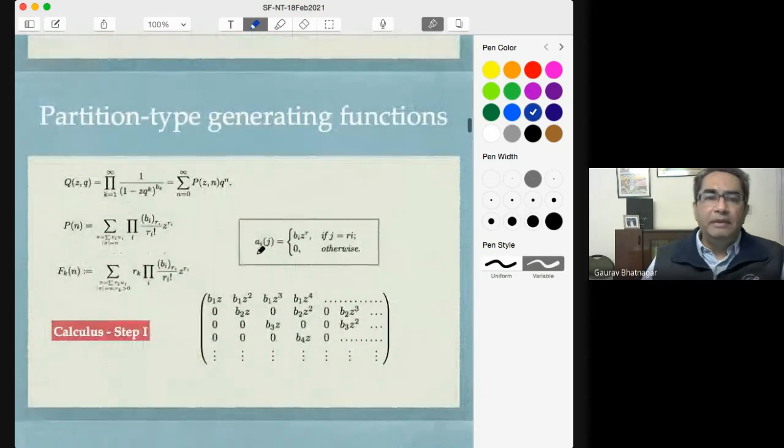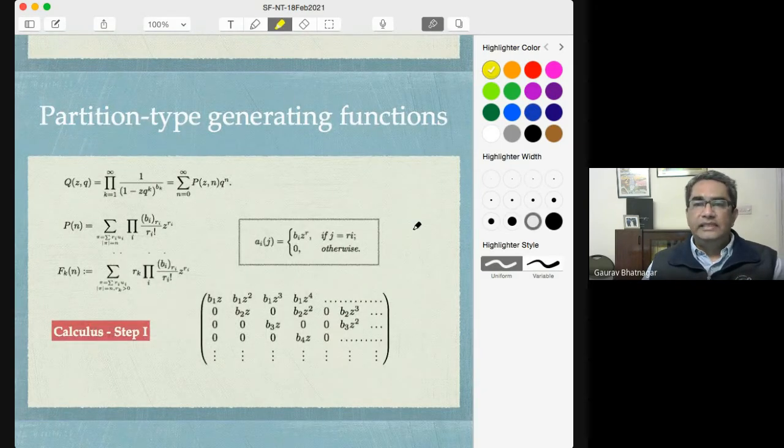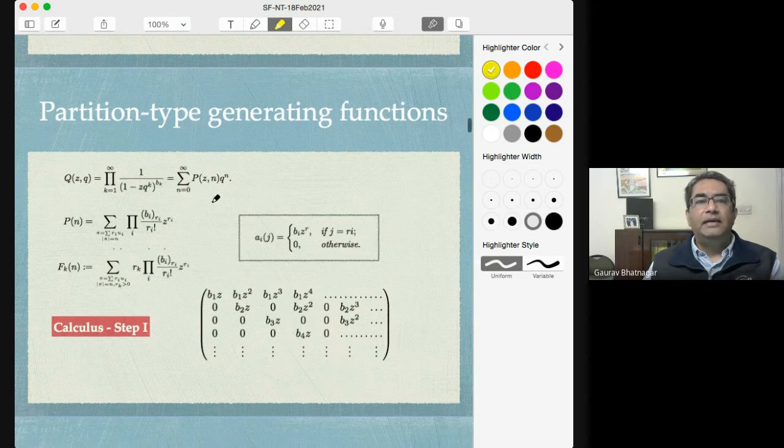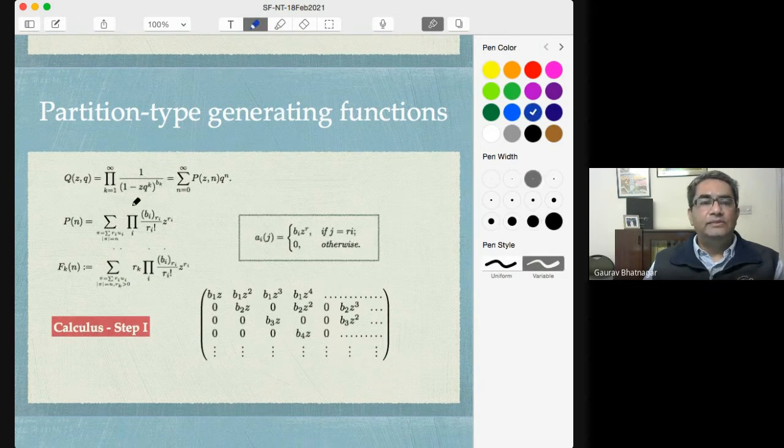So what do I mean by partition type generating functions? This is an experiment of giving a talk partly from home presentation and partly blackboard talk. I hope you don't mind.